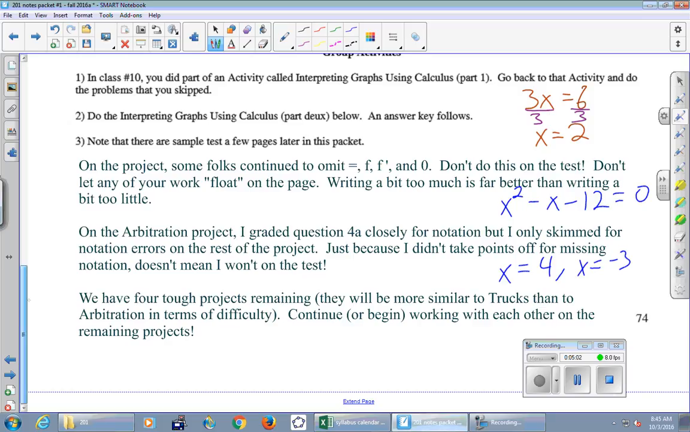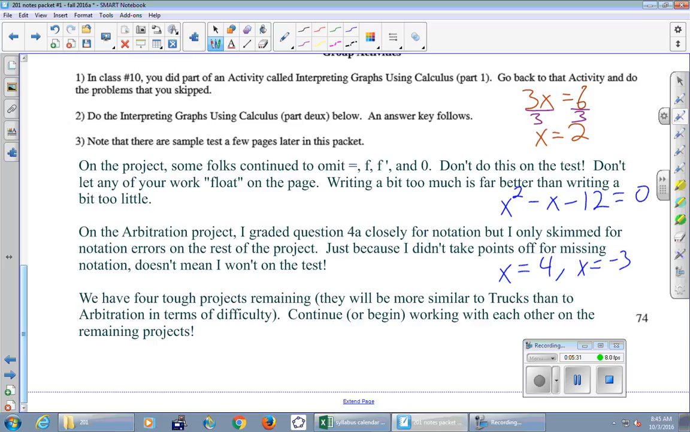So anyway, we've got 4 tough projects remaining. Like I said, I'll give you the next 2 right after we take our test. In terms of their difficulty, the difficulty is going to be more similar to the trucks project than to the arbitration project. The arbitration project is really this outlier thing in terms of having to read a paper that is probably out of the discipline that you guys are most comfortable with. So the rest of the projects are going to be similar to trucks in difficulty, but they're all challenging.